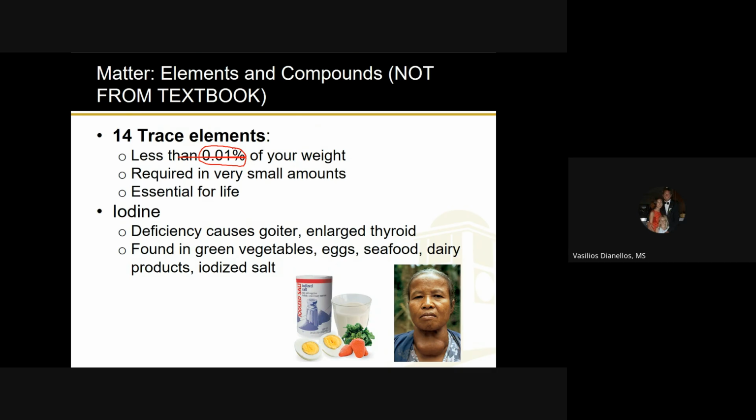That's not a number I'm going to ask you to memorize. But just keep in mind that these 14 trace elements make up a very, very little of who you are. For that reason, they are required in very small amounts. But and when I say required, I mean required, right? They are essential for life. All 14 of them are needed for you to survive.